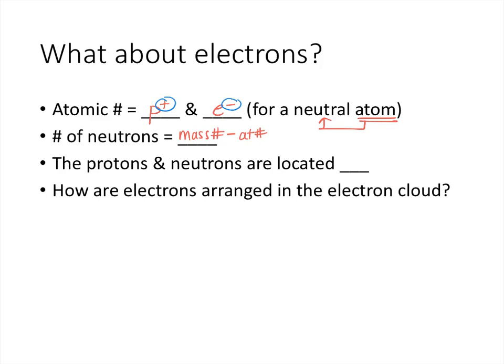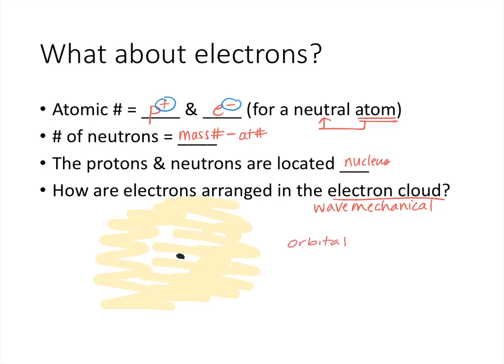Also, as a review, the protons and neutrons are located in the nucleus of the atom. And based on the wave mechanical model, we have defined that the electrons are located in the electron cloud. So if you think about the nucleus as this concentrated area of mass that's very small, where all the protons and neutrons are located, the electron cloud would be the three-dimensional space surrounding the nucleus where you're likely to find electrons. Now, within that electron cloud, we defined the term orbital as the region where there's a high probability of finding an electron within that cloud.